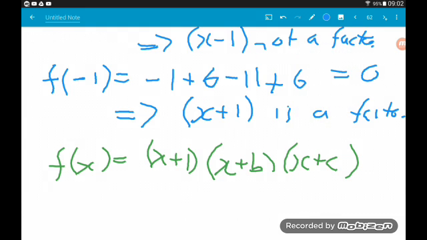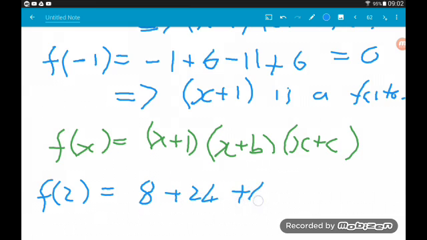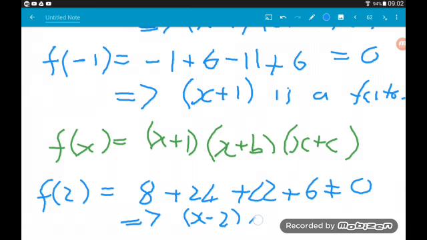is f of 2. So f of 2 would give us 2 cubed, which is 8. Add 6 times 2 squared, 6 times 4, 24. Add 11 times 2, 22. And then add 6. Now again, everything there is positive, so we can easily see that is not equal to 0. Therefore, x minus 2 is not a factor.